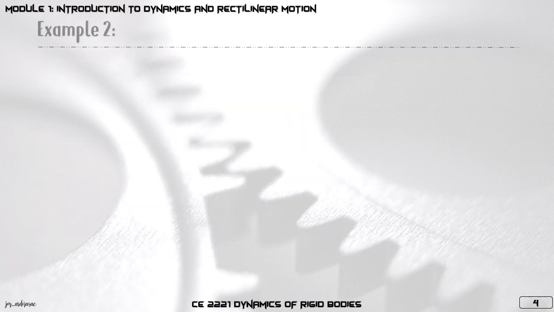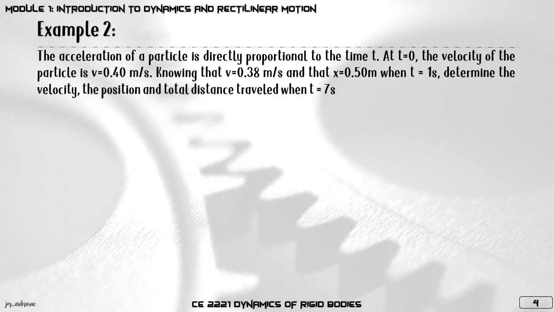So example number 2. The acceleration of a particle is directly proportional to the time t. At time equal to 0, the velocity of the particle is given at 0.4 meters per second. Knowing that v is equivalent to 0.38 meters per second and that x is equal to 0.5 meters when t is equal to 1 second, determine the velocity, the position, and total distance traveled when t is equal to 7 seconds.